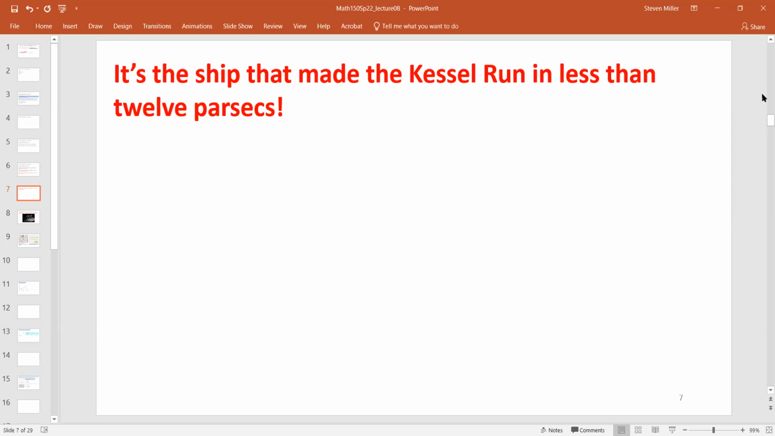Cultural extra credit. It's the ship that made the Kessel Run in less than 12 parsecs. Yes, Millennium Falcon. Okay. Why is this such a bad line? Parsecs is a unit of space. So normally when you do races, everybody goes the same course. So what was the justification in a later movie for this?